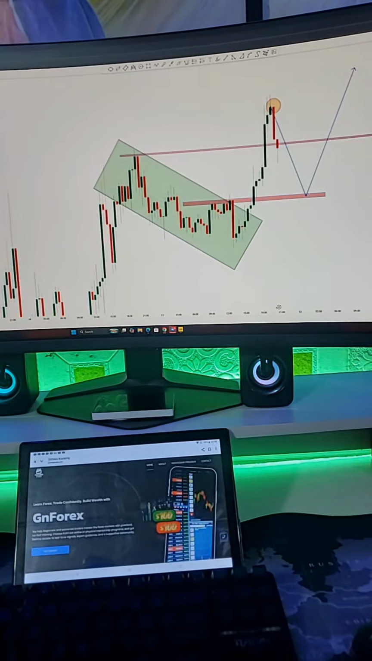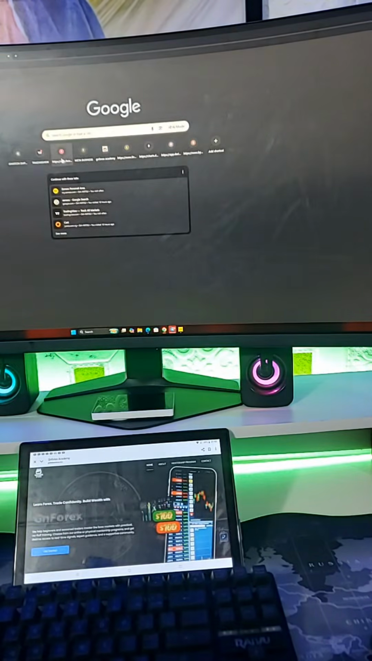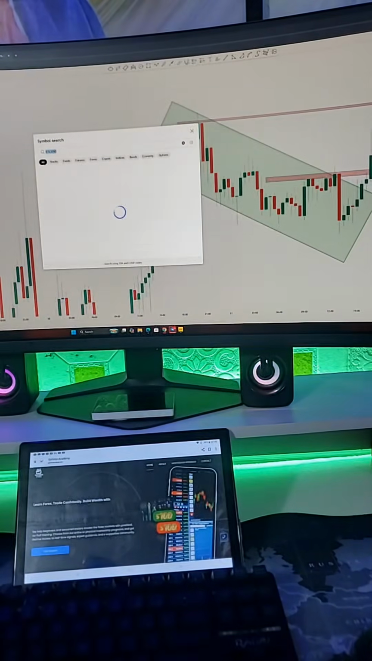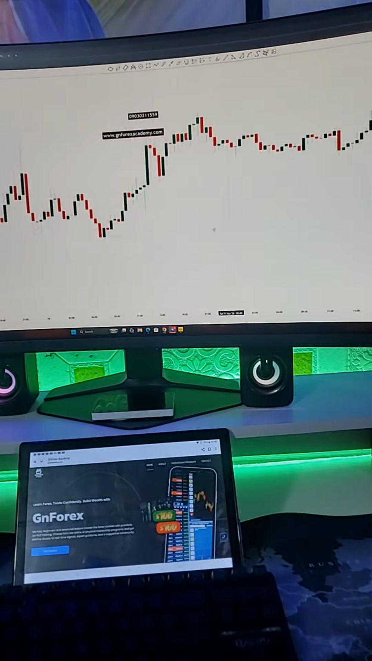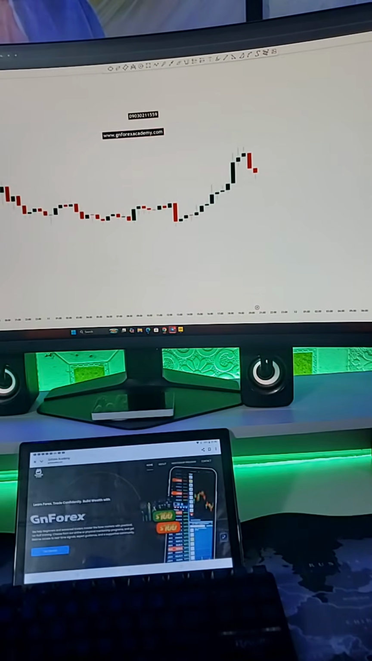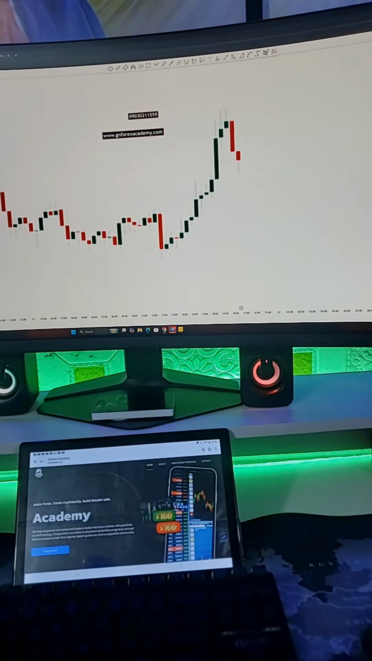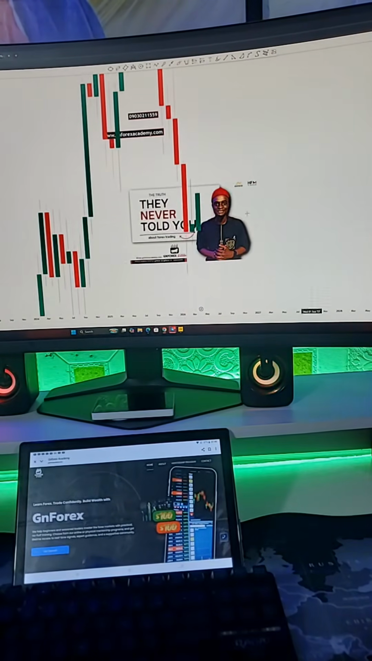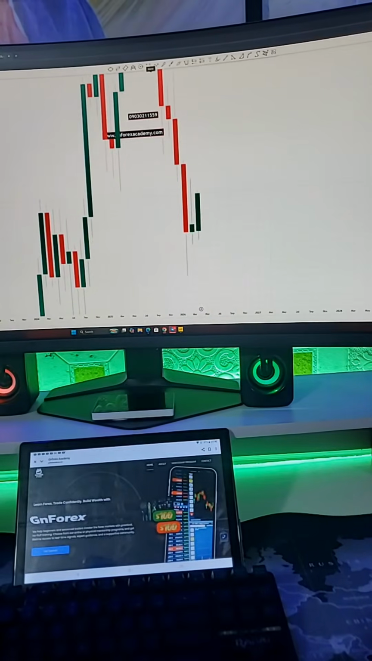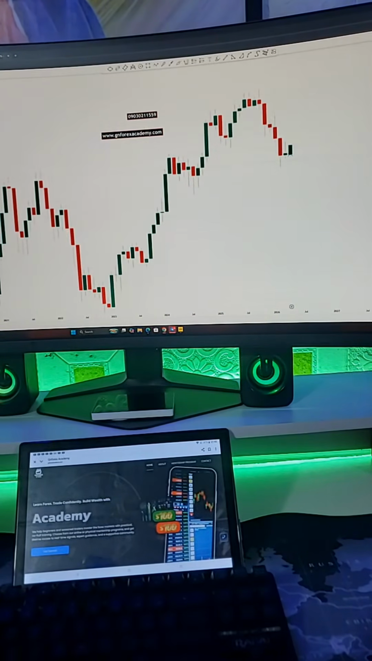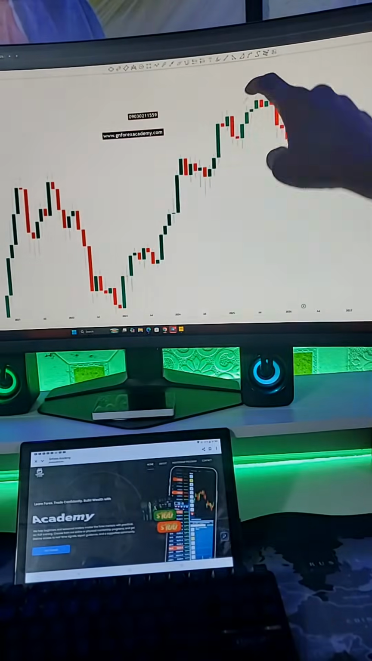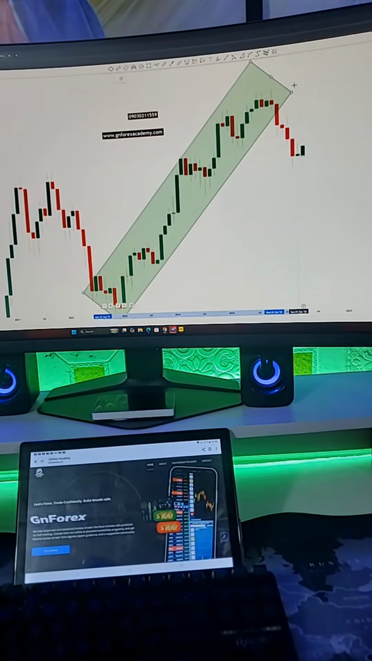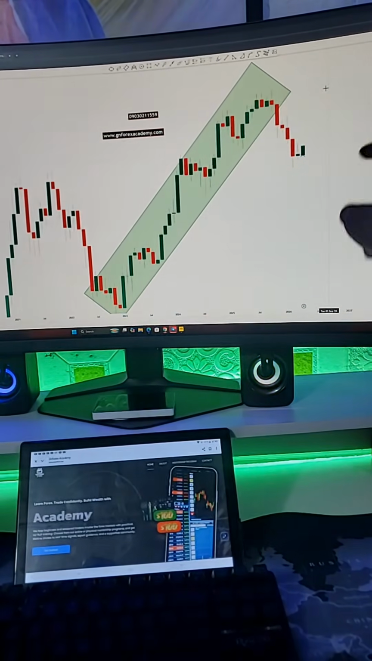Let me open another window. Guys, if you open your monthly time frame, your monthly chart on BTCUSD, the market was in an uptrend. It broke out from the trend line. It's trying to establish a clear reversal from uptrend to downtrend.